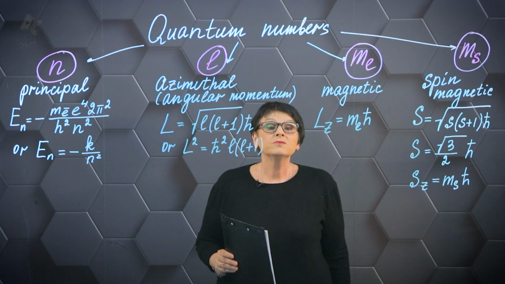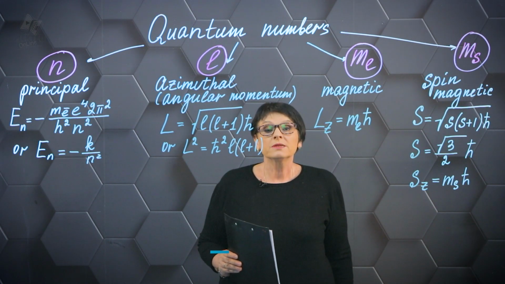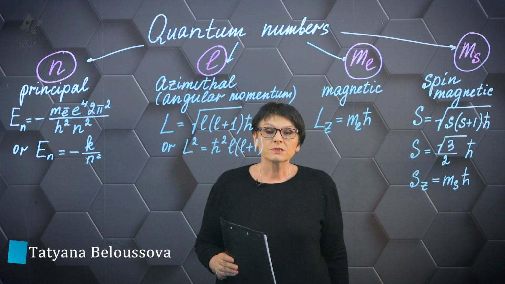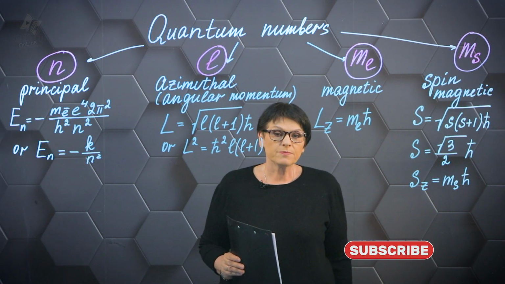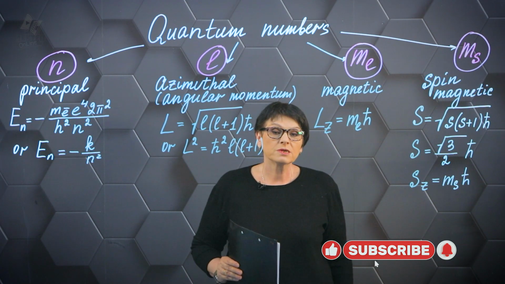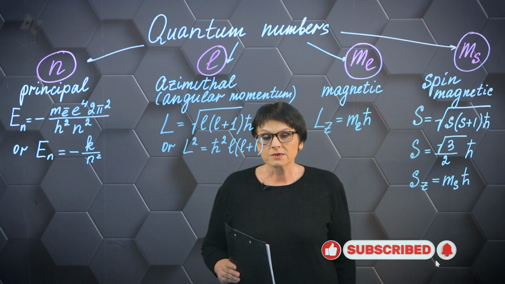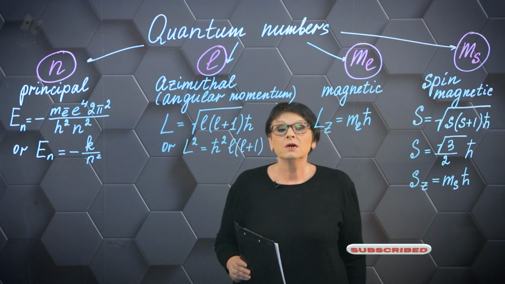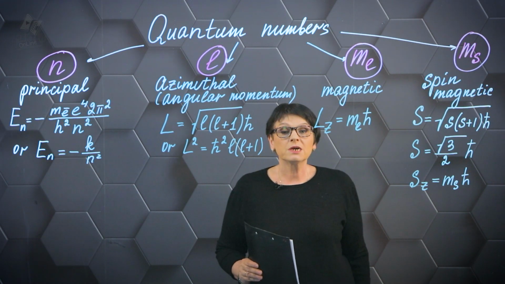Hello, today we will be studying quantum numbers. Quantum numbers are used in chemistry to describe the motion of an electron in an atom. In fact, the motion of electrons is possible to describe with a variety of quantum numbers. But in chemistry, we practically apply exactly 4 quantum numbers, which we will talk about today.